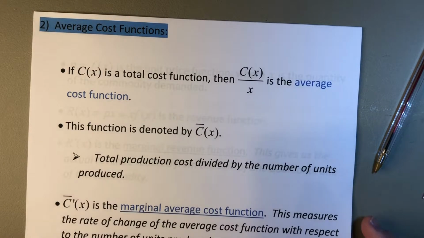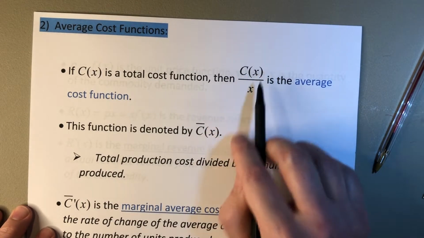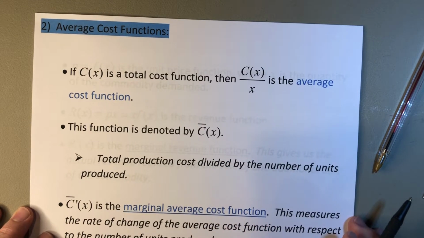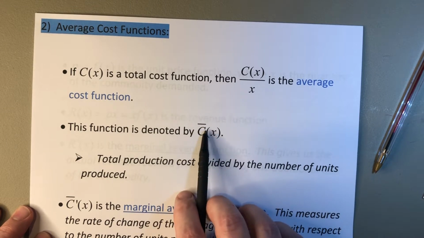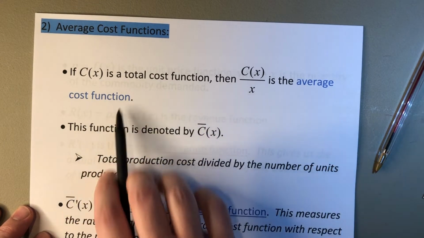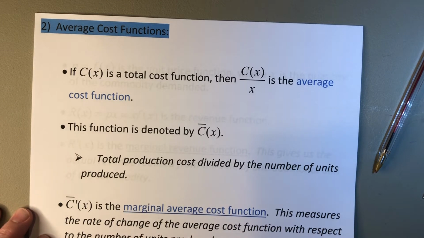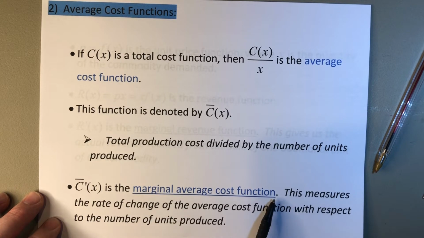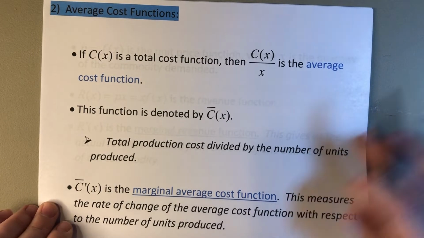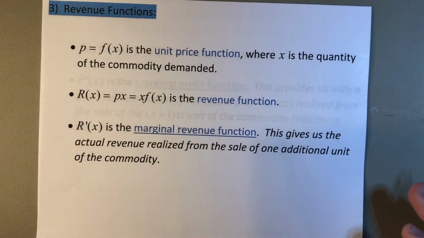Okay, so average cost is total cost divided by x. C bar of x, that's how the average cost function is notated. Again, anytime you see the derivative symbol here, you're looking at the marginal of whatever it is, marginal average cost function in this case.